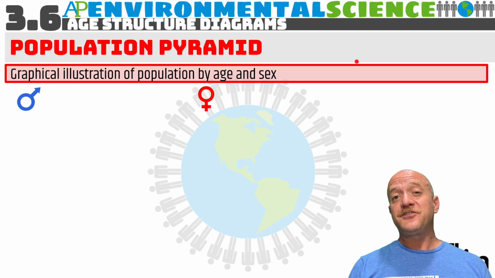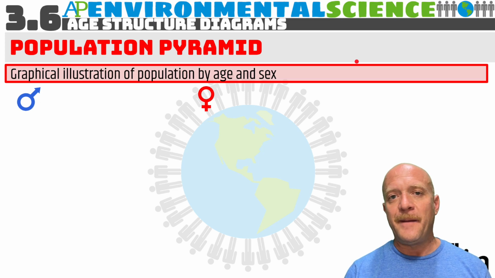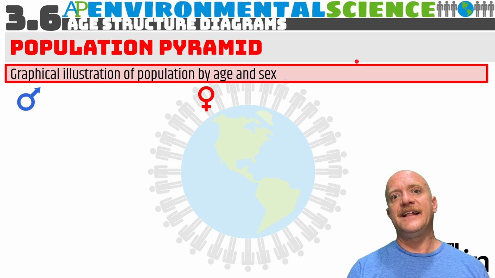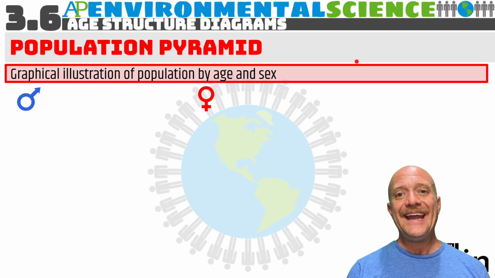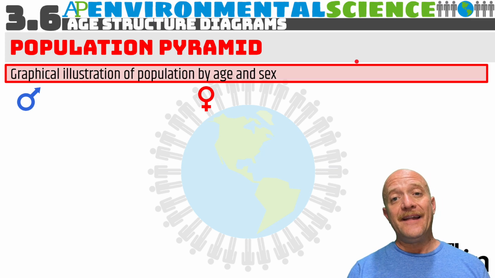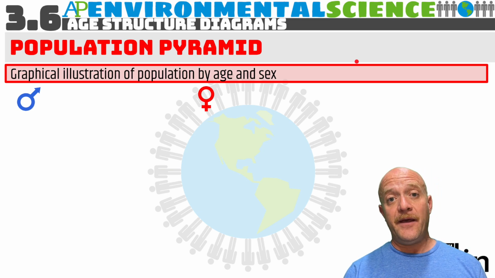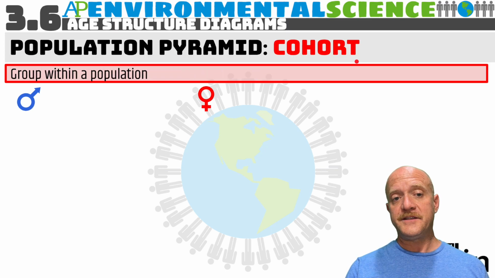So one type of age structure diagram, an age structure diagram really just shows you the makeup of a population by age. One specific type is a population pyramid, and that is the type that is shown predominantly in this class. So a population pyramid is just a graphical illustration of populations by age and sex. And we are using the biological definition of the word sex, so it is referring to those assigned male and assigned female at birth. Now these are split up into cohorts, and cohorts are just any group within a population, and these cohorts are separated by age.